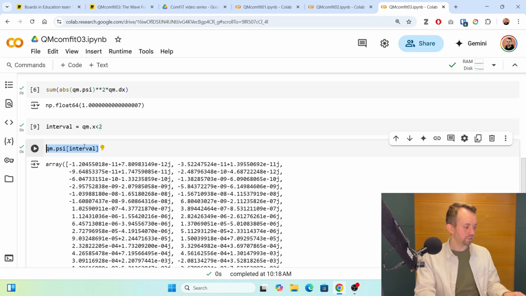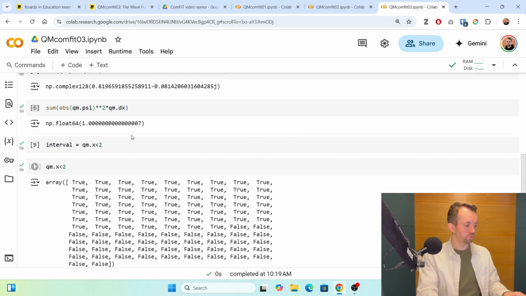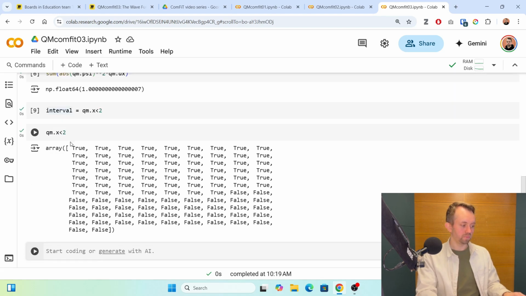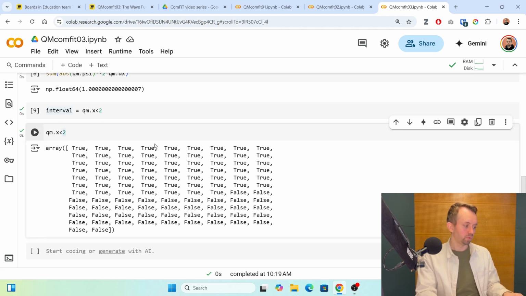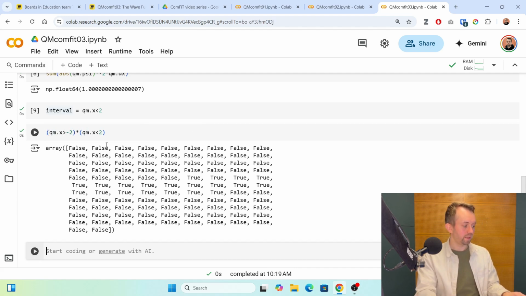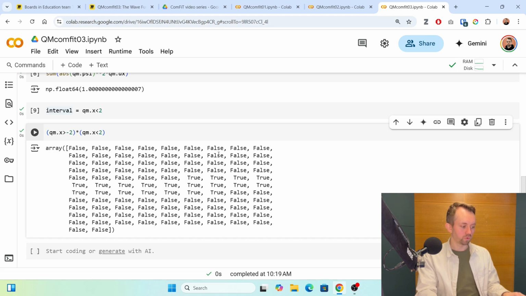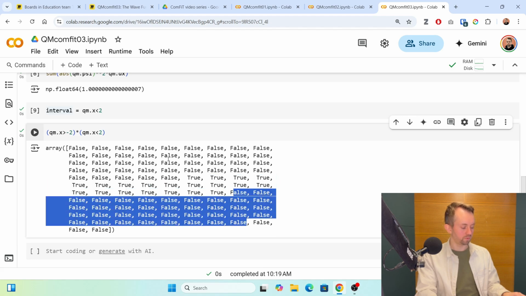Now, of course, what we're really interested in is not just the values where x is smaller than 2, but we want the values where x is larger than -2 and smaller than 2. And the way to do that in confit is simply to multiply qm.x larger than -2 with qm.x smaller than 2. So what I get then is an array which tells me this is false for all the x values up until this point where it's true, and then it turns false again when x is larger.